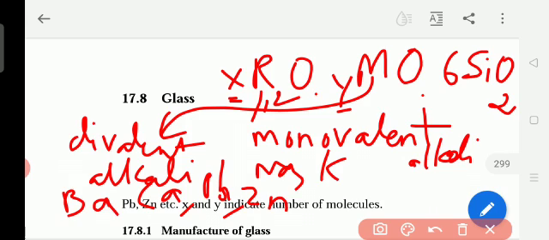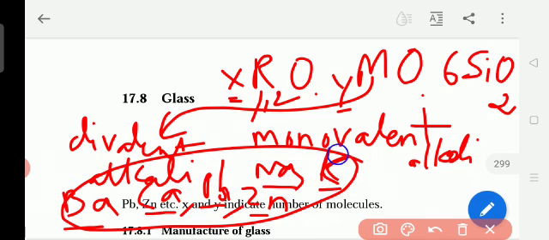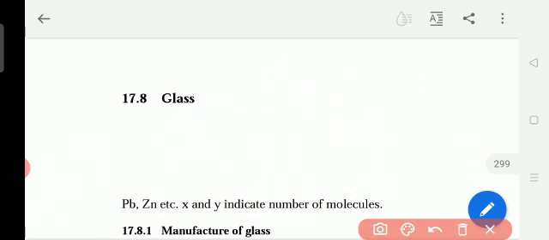Silica and metal silicate. Here you see barium, calcium, lead, zinc, sodium, potassium. K means potassium. Everything is metals only. So in the preparation of glass they use metals and silica, metal silicate. SiO2 is the silica, and metal silicate is used for the preparation of glass.